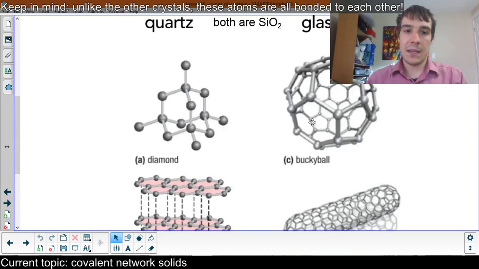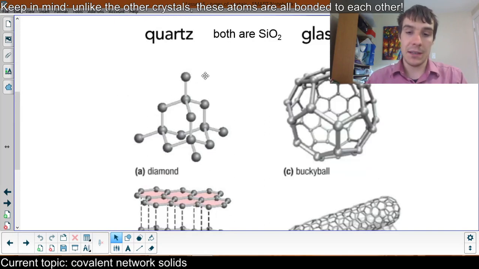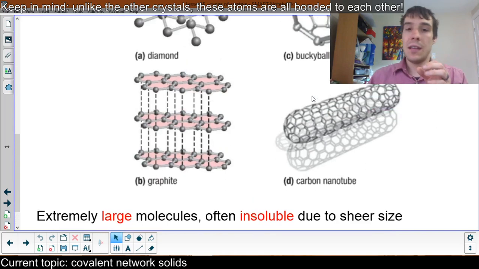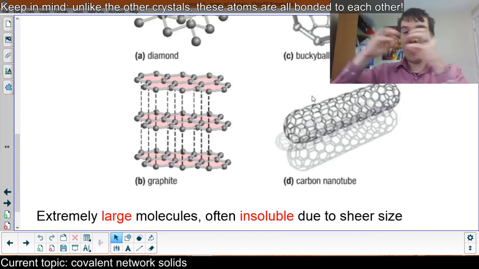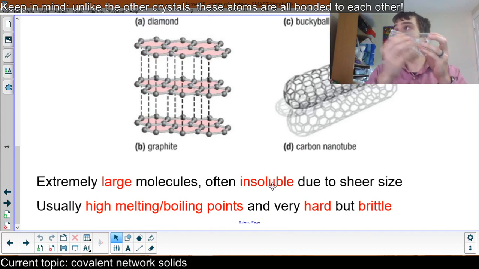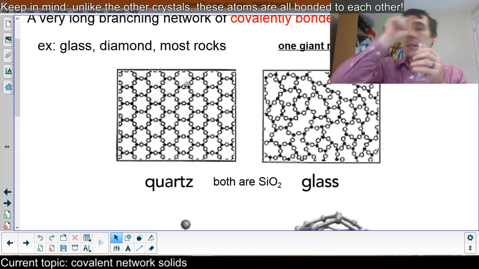And as you can imagine, because it's actual bonds, actual electron sharing bonds, this becomes very strong because it is actually sharing electrons the whole way along. They're very large. They're often insoluble because of just the size. So, you know, try to dissolve this. Water would have to surround the whole thing. But water is attracted to glass, right? It's attracted to glass because it's silicon and oxygen. And so you've got these polar little things that it can hook onto.